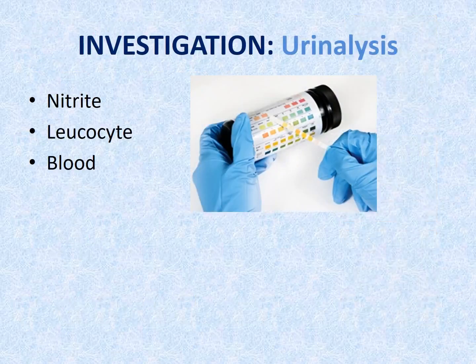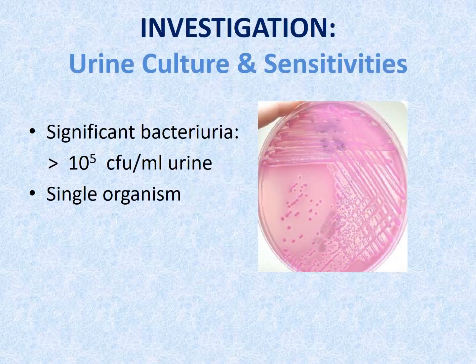The initial investigation on the urine is urinalysis, also known as urine dipstick. The presence of nitrite, leukocyte, and blood suggests the diagnosis of urinary tract infection. The diagnosis is confirmed by urine culture, which grows more than 100,000 colony-forming units of a single organism per ml of urine. Antibiotic sensitivity testing on the grown organism can help guide the choice of appropriate antibiotic for definitive treatment.